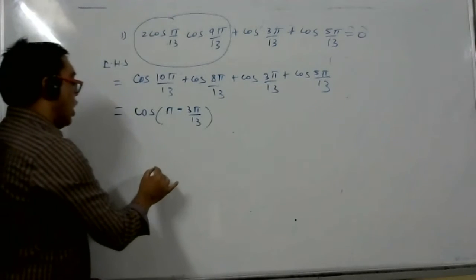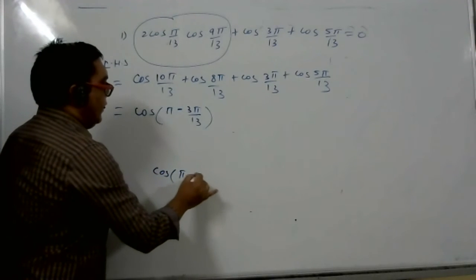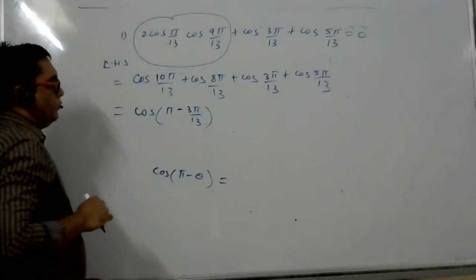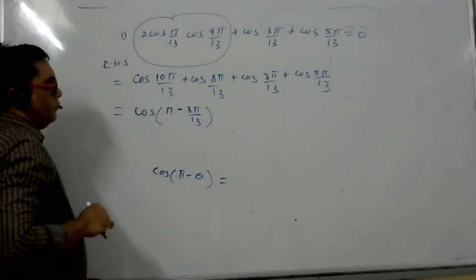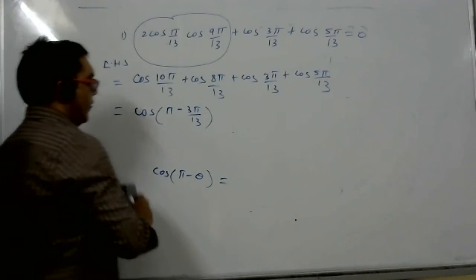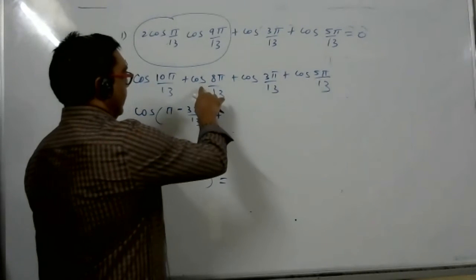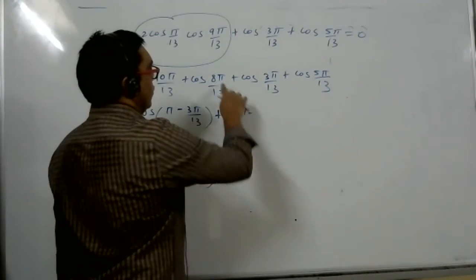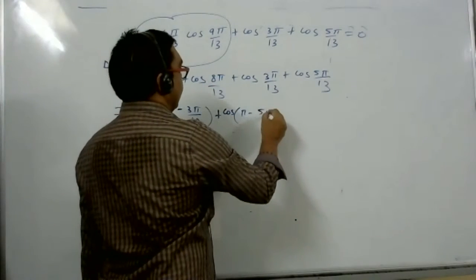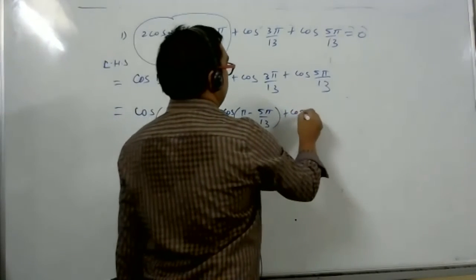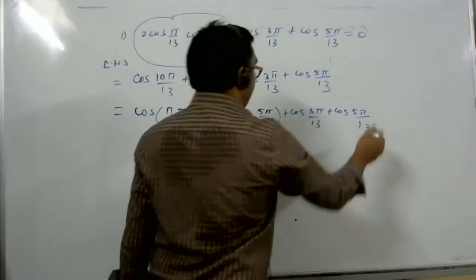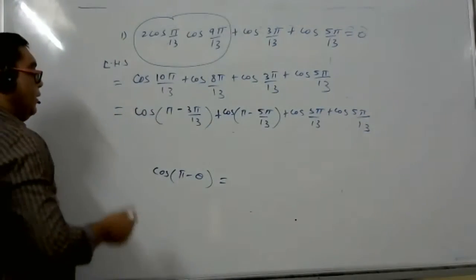But student, tell me, cos(pi minus theta) is how much? What is the formula? Cos(pi minus theta). Okay, leave it. Now here how to write? Cos(pi minus 5 pi by 13), use this concept. Is it correct, maths? Yes, sir. And these two terms I will not touch. Same thing now. You write 10, I write 5 plus 5. Both are same.